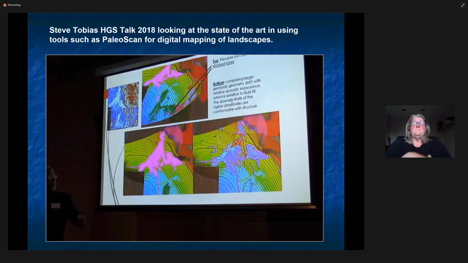Now, this whole concept of quantitative geomorphology took a step forward whenever someone had the good graces to produce PaleoScan. And I have to admit, I was very skeptical when PaleoScan came out. This is an image from Steve Tobias's HGS talk in 2018. And Steve gave a talk on the state of the art of using such tools as PaleoScan for digital mapping of landscapes.